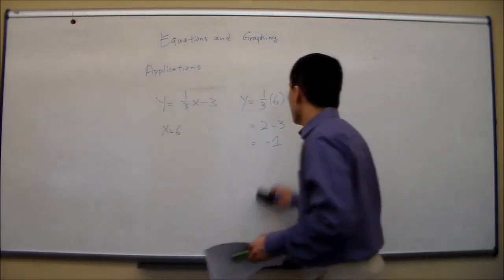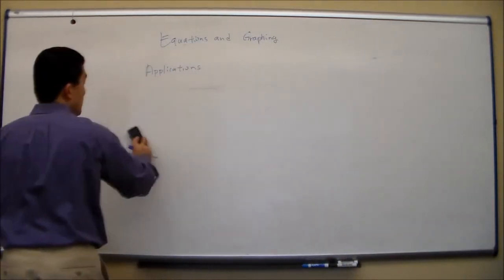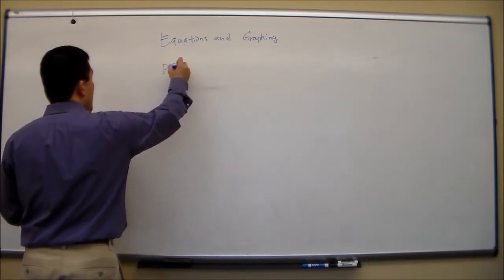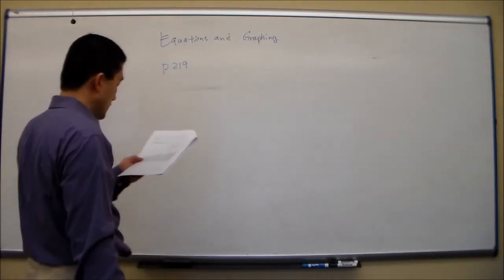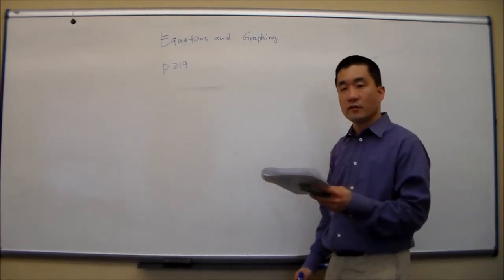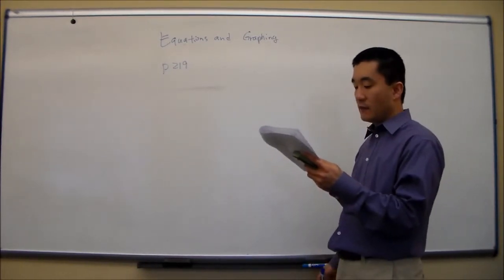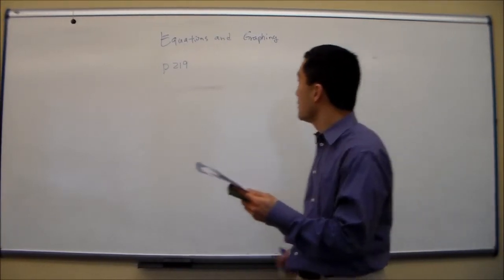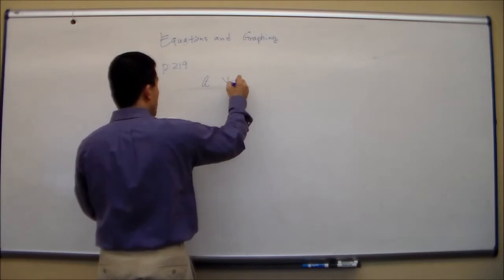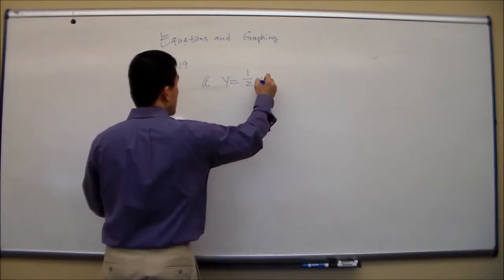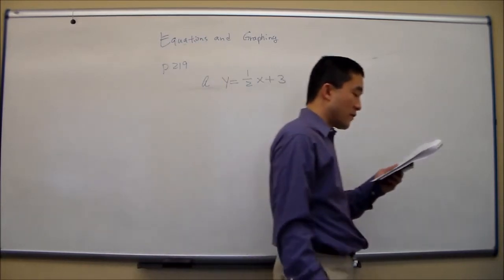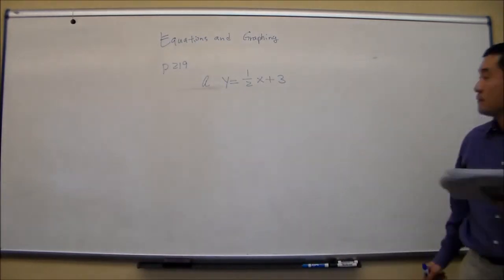So now let's turn to page 219 and do lines A, B, C, and then E. We're going to skip line D and fill in the blanks. So line A, the equation is y is equal to half x plus 3. I need to figure out the x-intercept, y-intercept, and then the slope.